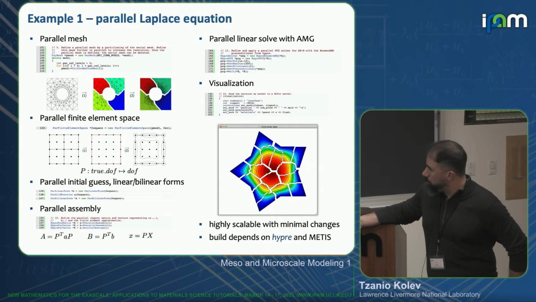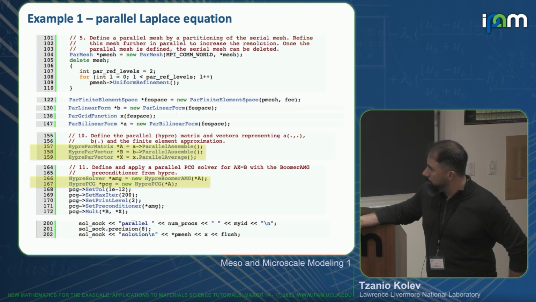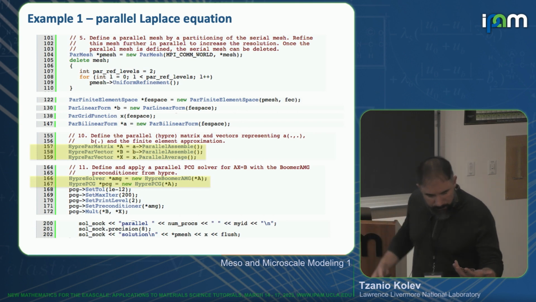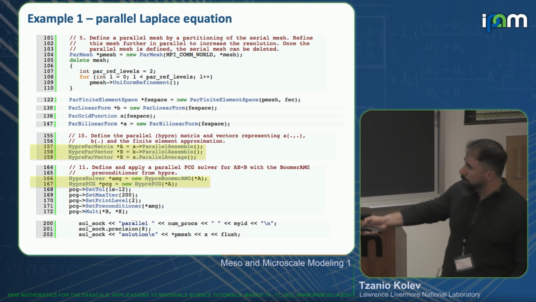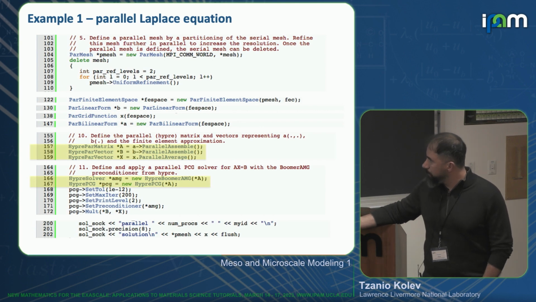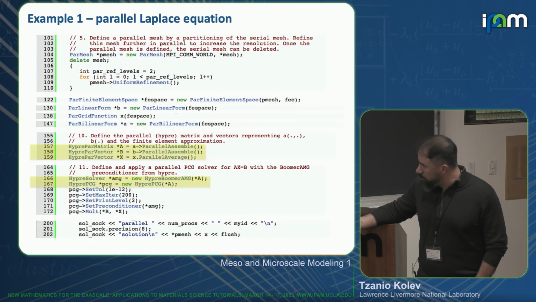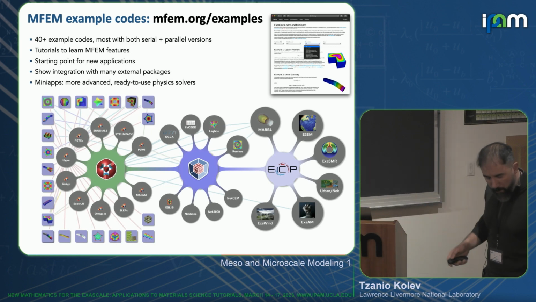This is this P transpose AP operation. It's one line of code here, and this is the calling. This is one line of code to call the hypre BoomerAMG algebraic multigrid preconditioner for the problem. All right, so this was just example one.